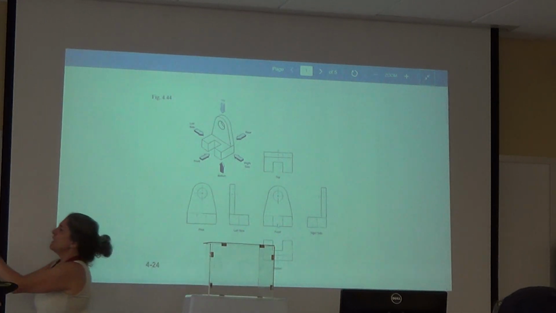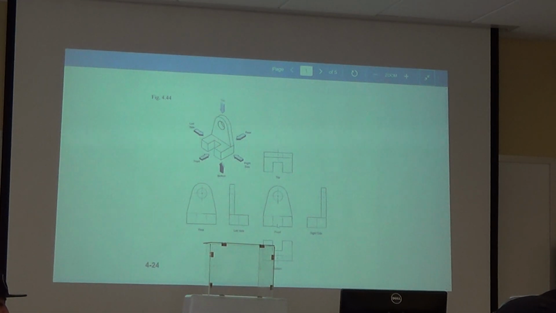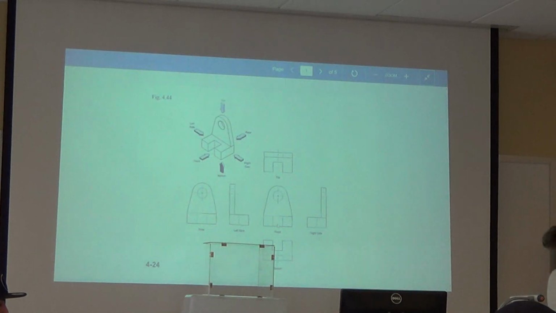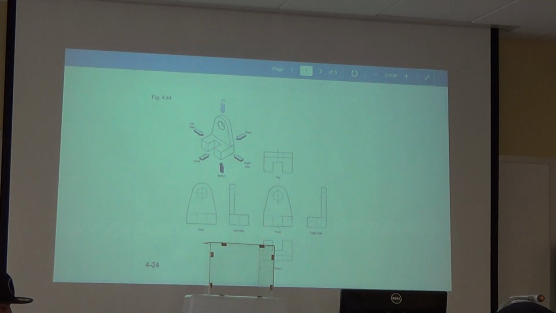So look at the front of your part, and then look at the back of your part. Is there anything in the back that you would want to communicate? Is there an edge in the back that you would want to show in the front? And if there is, what type of line is that called? A hidden line, and it's a dashed line.